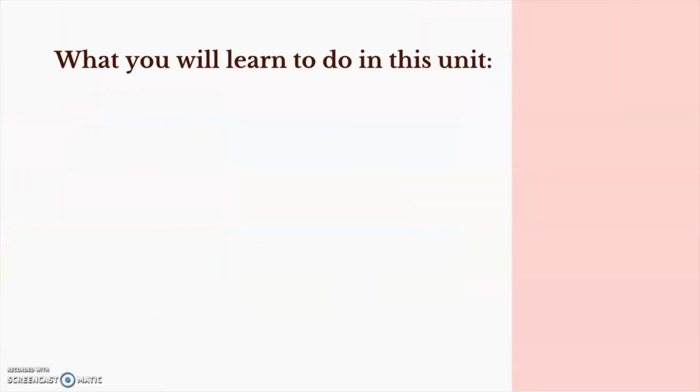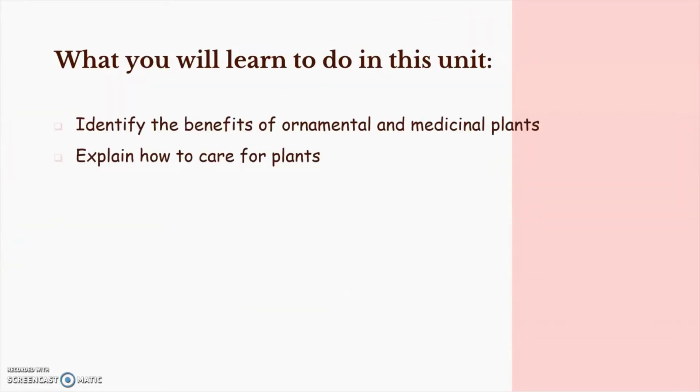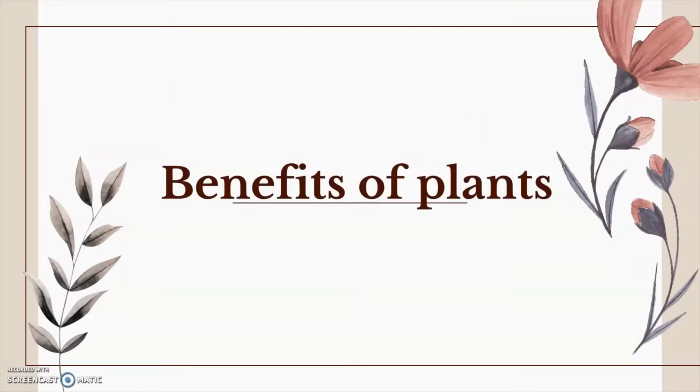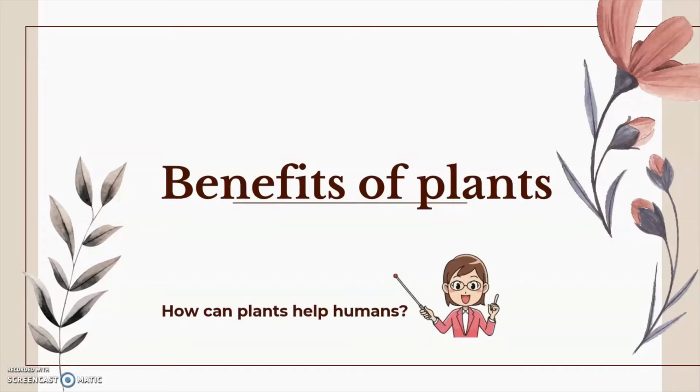Next, what you will learn to do in this unit? In this unit, I want you to learn this. The first one, identify the benefits of ornamental and medicinal plants. And then the second one, explain how to care for plants. Next, the first one, we talk about benefits of plants. How can plants help humans?